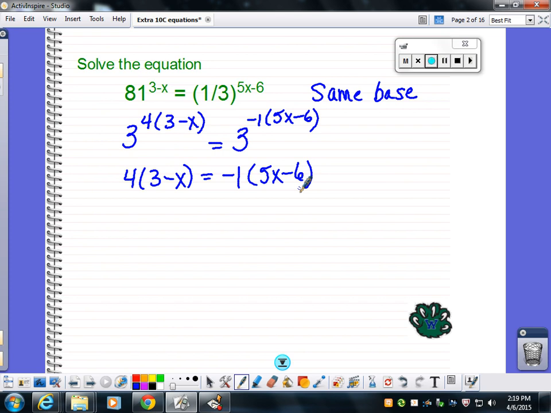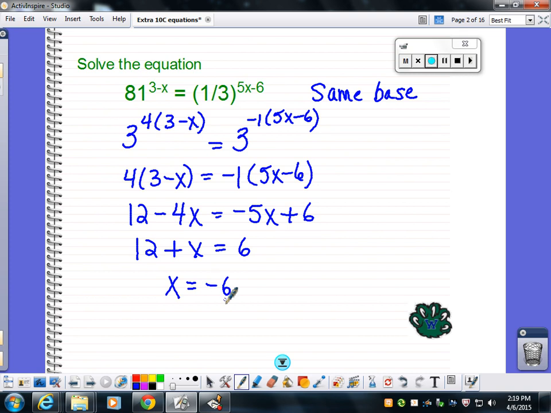Alright, so let's distribute the 4. 12 minus 4x, distribute the 4, is equal to negative 5x plus 6. Alright, solving for x. So I'm going to add 5x, and I'm going to subtract 12. So I get x is equal to negative 6. So negative 6 is my solution.